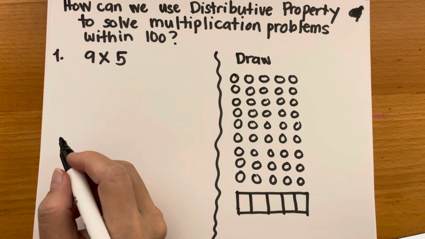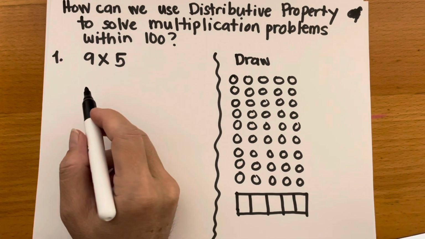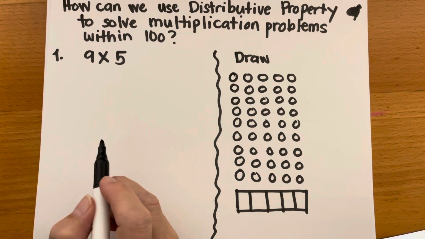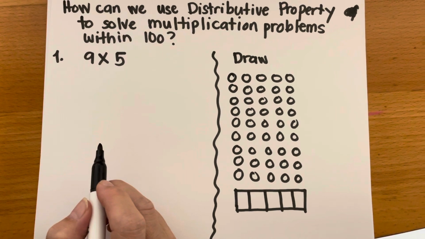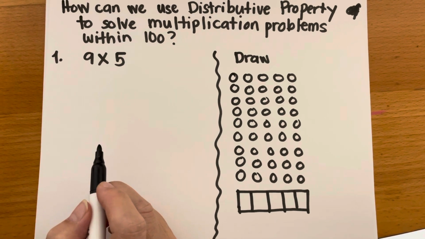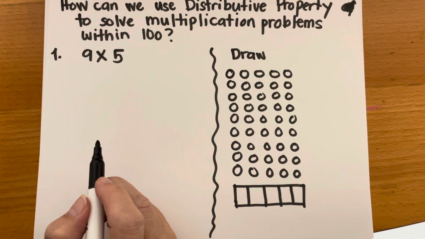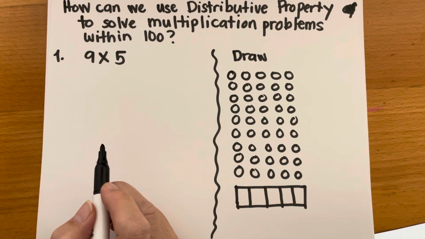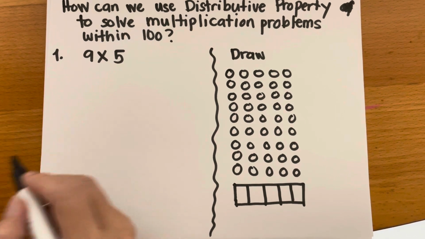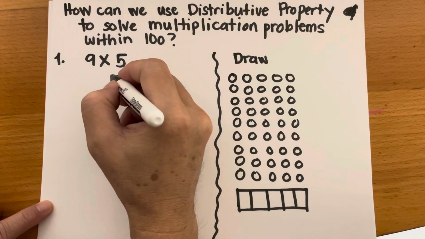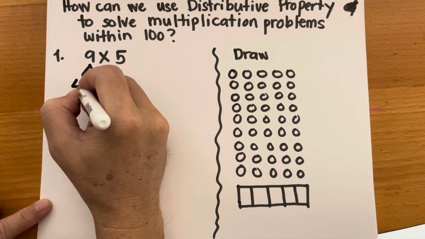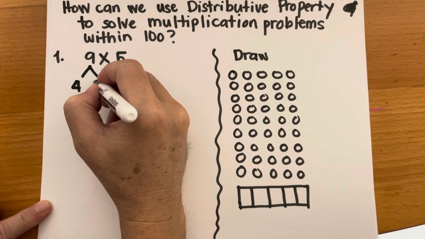So I have here a problem, 9 times 5. We will use the distributive property of multiplication over addition. Step number 1, break apart 9 into 5 and 4. It can also be 7 and 2, or 6 and 3, depending on your choice. So we are going to break this down into 2, that means 4 and 5.